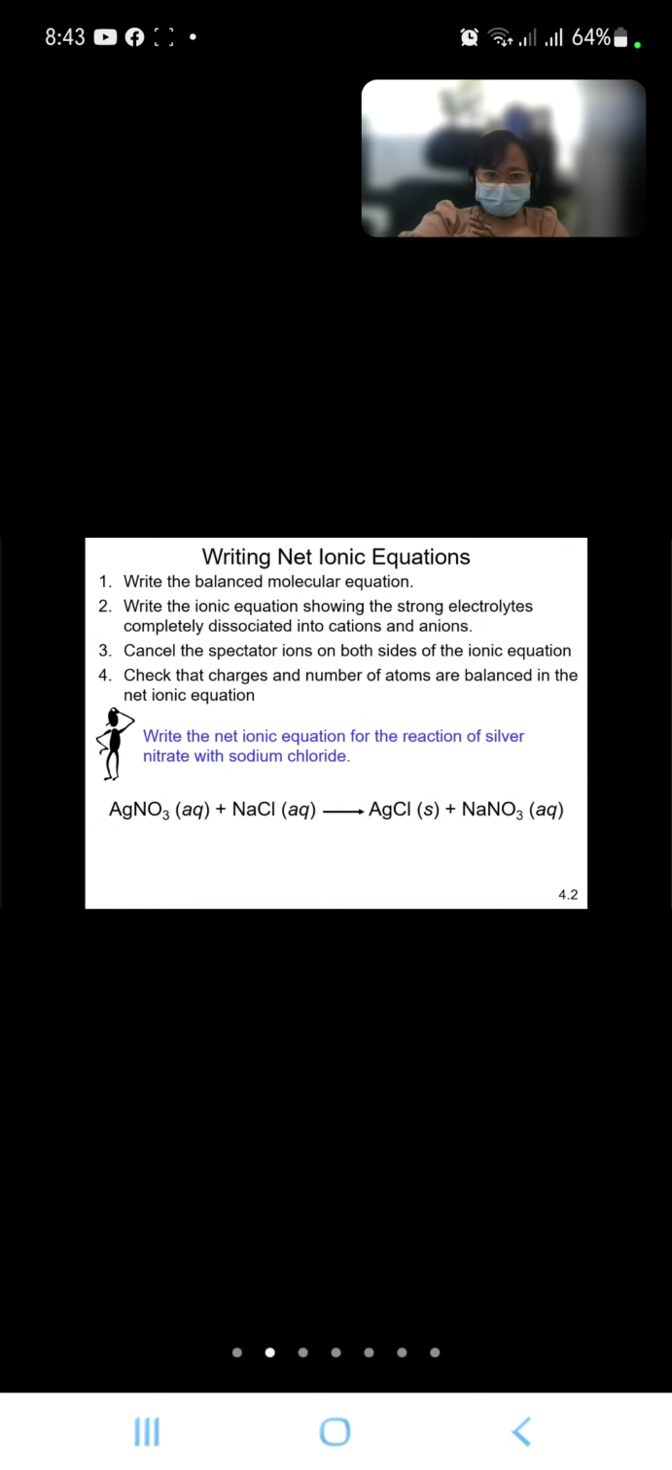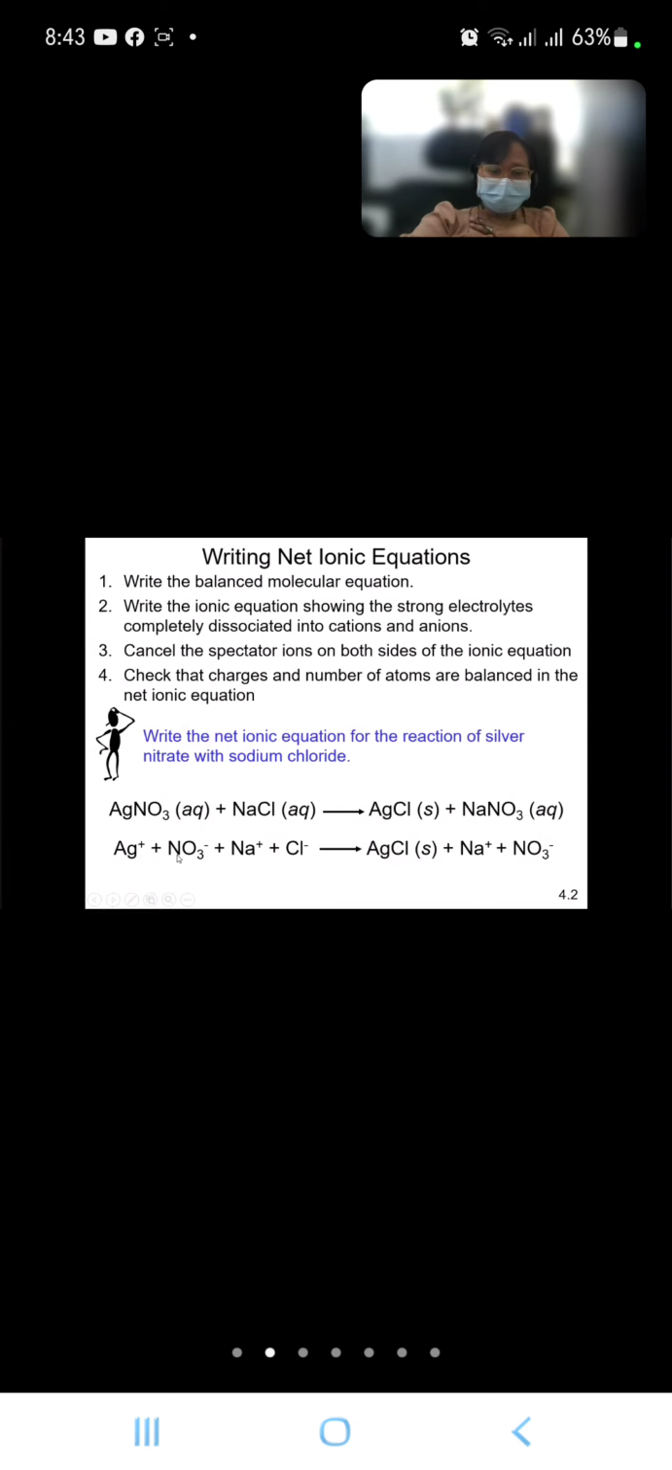our aqueous solutions. So which are the aqueous solutions? Silver nitrate, sodium chloride, and sodium nitrate. So why are they the only ones we ionize? Because silver chloride is a solid, so it will not ionize. Okay, so these are the ions forming the aqueous solutions.